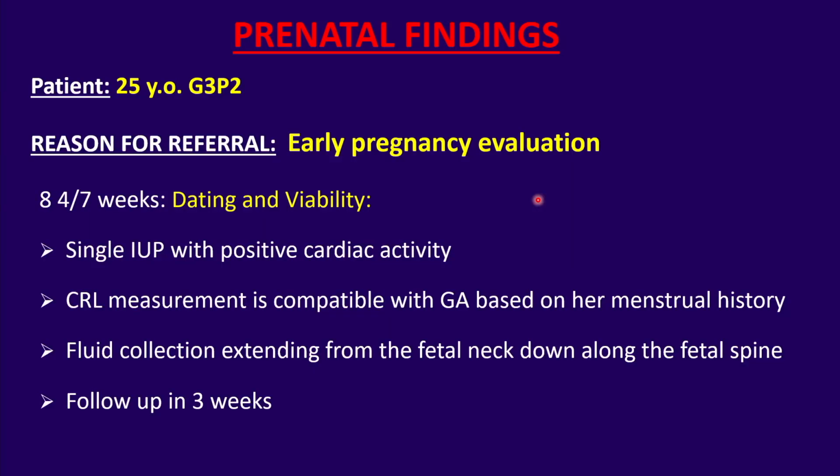And this patient basically came to us to establish her prenatal care. She came at 8 weeks gestation for early pregnancy evaluation. So we did a dating and viability. We confirmed what we're supposed to, that the pregnancy is within the uterus, that there is positive cardiac activity. We measured the crown rump length, and it was compatible with the gestational age based on her menstrual history. So we did good. We confirmed the dates. We found the pregnancy in the right location.